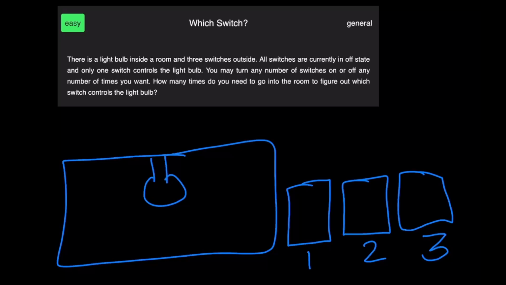So basically there's a light bulb inside a room and you can't look inside the room when you're standing outside. And there's three switches outside which control the bulb inside. Currently they're all in their off state, and only one switch among the three controls the light bulb inside. The puzzle is to figure out which of the three light switches controls the light bulb in the minimum number of turns. And by turns we mean the number of times you go inside the room to check the state of the light bulb.